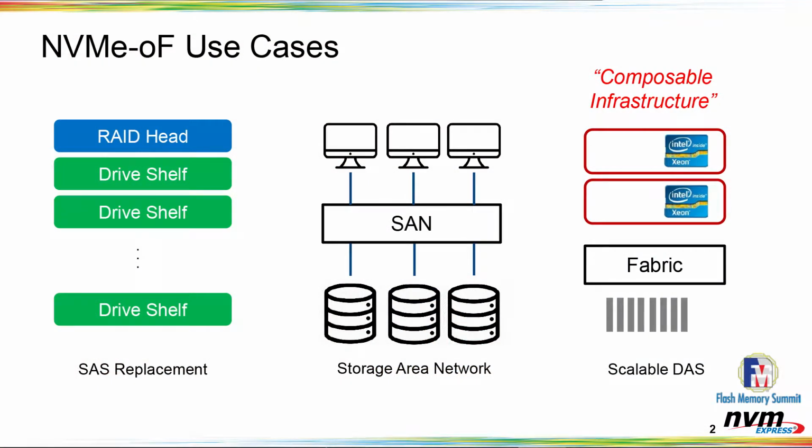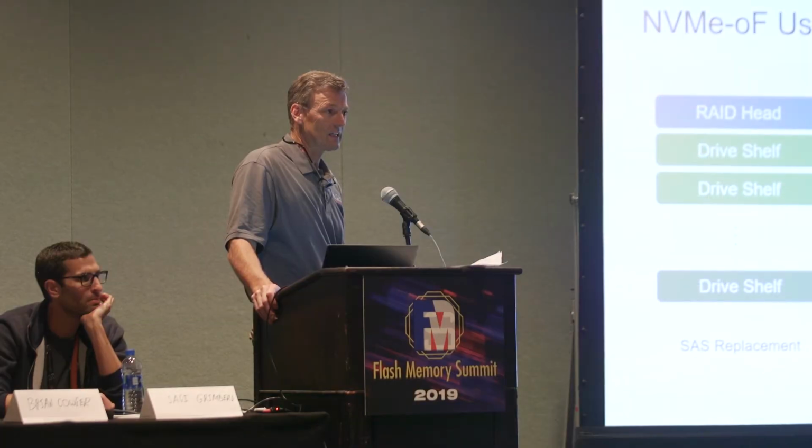The second use case is a replacement for SANs. Again, with the use of NVMe drives, in the quest for more performance, let's replace some of these older HDD and SCSI-based SAN technologies like Fibre Channel and iSCSI with a nice, lightweight, very fast infrastructure based on NVMe over Fabrics.